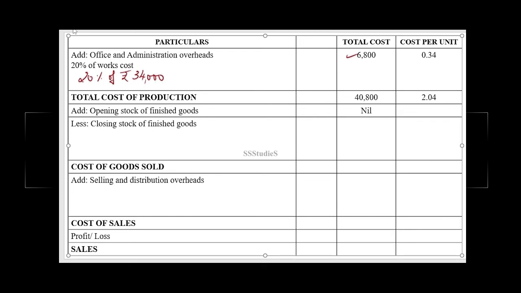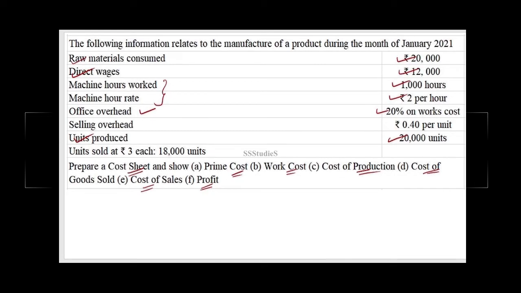We can find out the closing stock of finished goods. So how do we find out? Number of units produced minus units sold. Whatever is produced during the year, from that if we deduct whatever has been sold during the year, we get the closing stock of finished goods. That is, these are the units that are produced during the year but not sold.